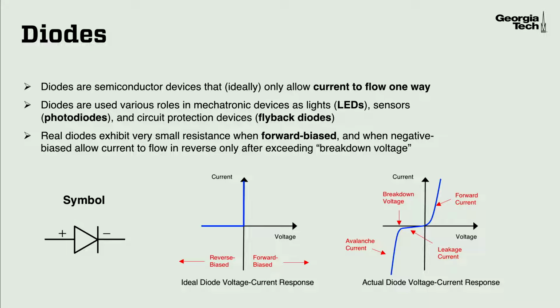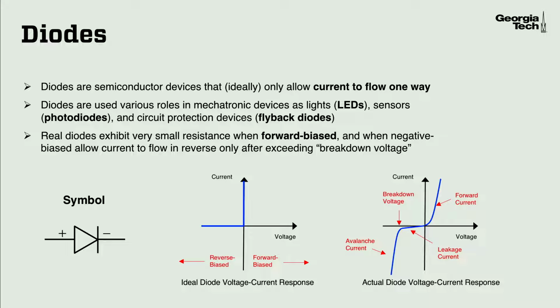So a diode is probably one of the simplest semiconductor devices, and its purpose is to allow current only to flow in one direction through a circuit. Diodes are used oftentimes in mechatronic devices for a variety of purposes. For instance, light-emitting diodes. There are certain sensors that are built from diodes, for instance, a photodiode, and then certain types of circuit protection devices like a flyback diode.